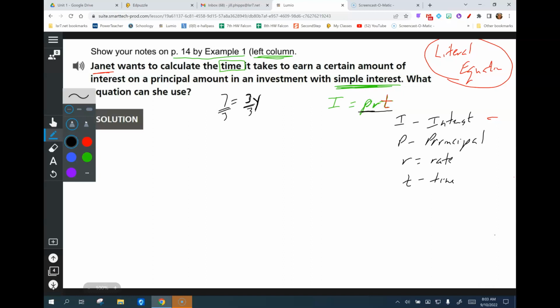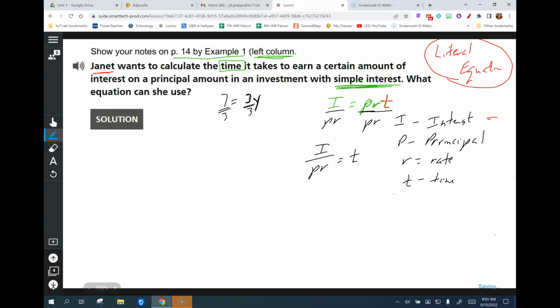We're going to divide by PR. So then I just have I divided by PR is equal to T. So then, if I know my interest and I know my principal and I know my rate, I can just go in and find out how much time until I get a particular interest, okay? And we would know that interest. So that's what we're doing as far as the literal equations, is we're going to solve for a particular variable in terms of all the other variables.